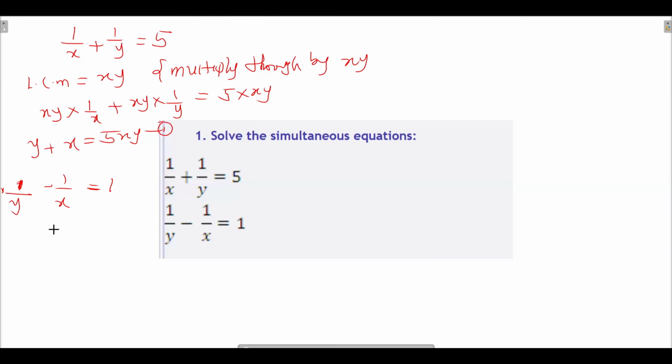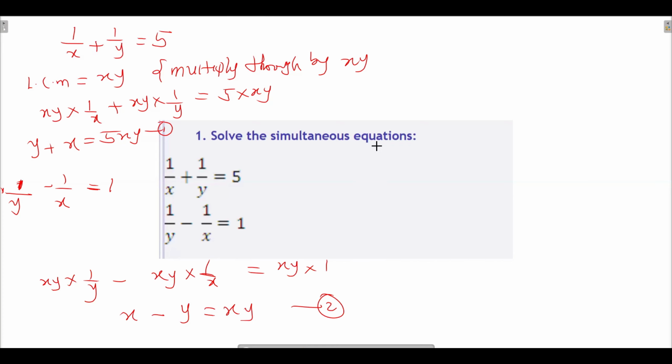The same thing happens here. The LCM is xy, so we can multiply through by xy. So that means xy times 1 over y minus xy times 1 over x equals xy times 1. And this one will be x minus y equals xy, equation 2.